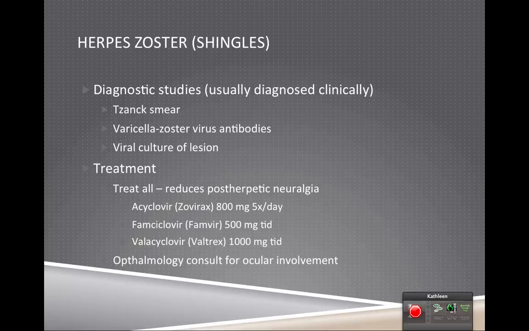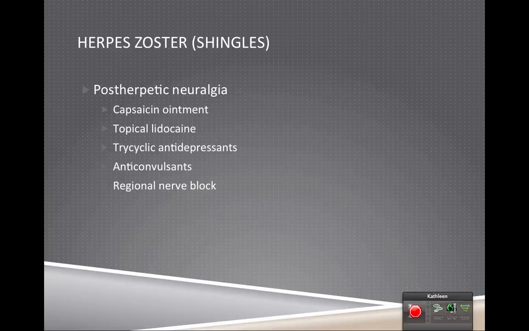Treatment: you want to reduce post-herpetic neuralgia. You want to treat with acyclovir 800 milligrams 5 times a day, Famvir 500 milligrams TID, or Valtrex 1 gram TID. Ophthalmology consult for ocular involvement. Oftentimes you'll have a patient with Hutchinson's sign. They'll start on the nose, and before you know it, it goes to the eye. So with Hutchinson's sign, I will have them go see an ophthalmologist, because you can just have a lesion on the nose and on the ear and nothing near the eye yet. I would go ahead and just send them to ophthalmology.